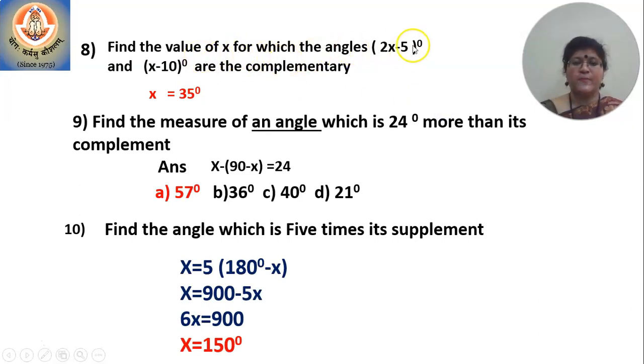Find the value of x for which 2x minus 5 and x minus 10 are complementary. What does that mean? These two angles are complementary angles. So if they are complementary angles, it means your total is 90. So you solve it. 2x minus 5 plus x minus 10 equal to 90 degree. Add these two because their total is 90. When you solve it, you get the answer as 35 degree.